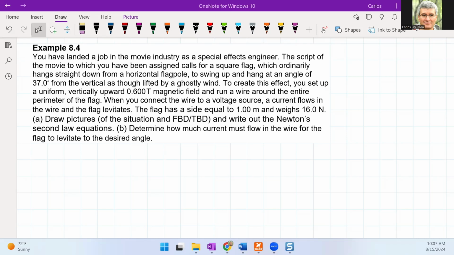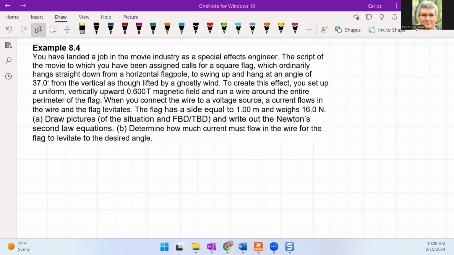To create this effect, you set up a uniform vertical upward magnetic field and run a wire around the entire perimeter of the flag. When you connect the wire to a voltage source, a current flows in the wire and the flag levitates. The flag has a side equal to 1 meter and weighs 60 newtons. A. Draw pictures and write out Newton's second law equations. B. Determine how much current must flow in the wire for the flag to levitate to the desired angle.